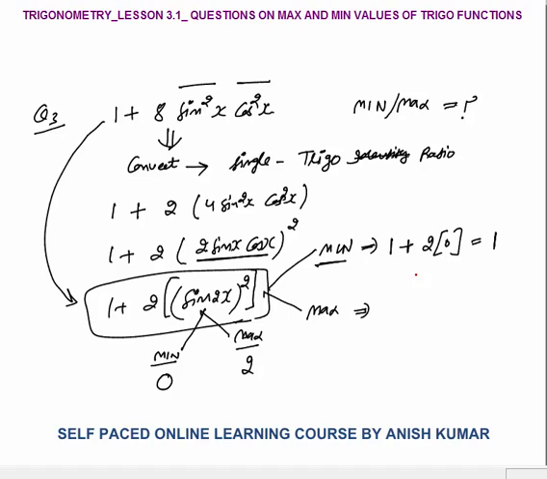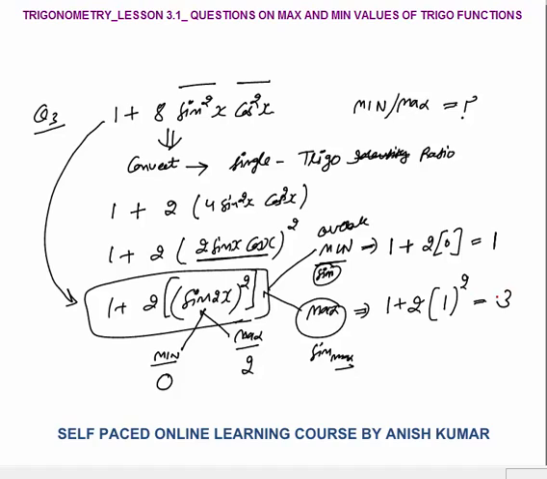Here I am putting the minimum value of the sine function. For the overall minimum value, I will calculate the minimum value of the sine function. For the overall maximum value, I will calculate the maximum value of the sine function. So 1 plus twice of the maximum value of the sine function is 1. 1 square will be 1. So this would be 3.